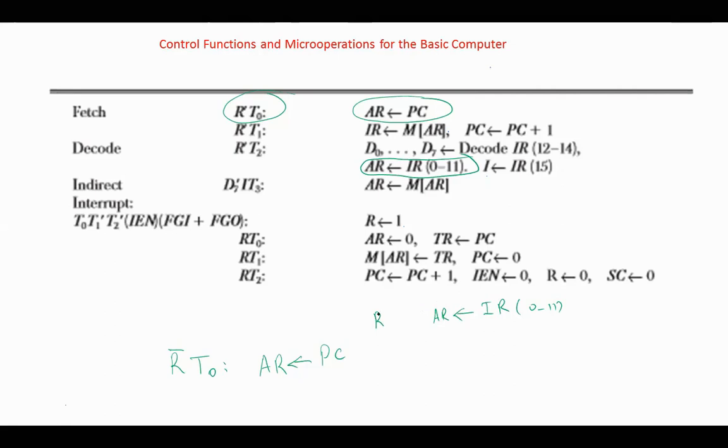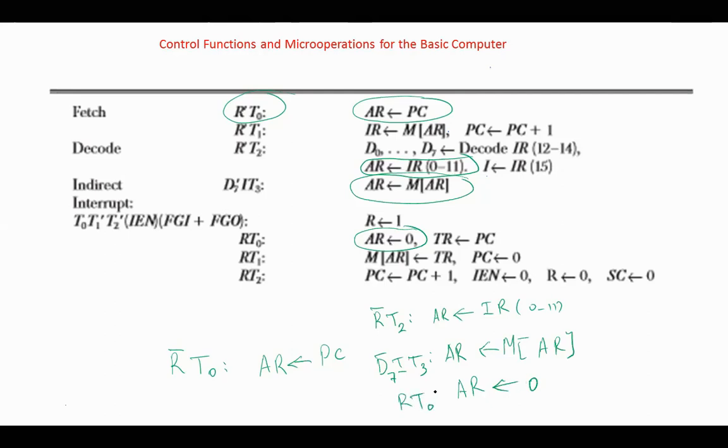On not R, T2, here we have as well memory address, the memory location addressed by the address register to the address register. On not D7, I, T3, here we have as well clear AR on R, T0.